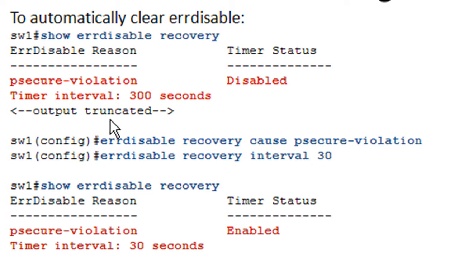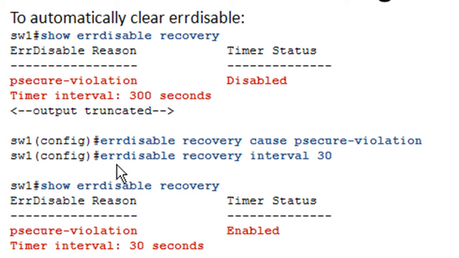After you've configured this, anytime a port is put into error disable because of a psecure-violation, after 5 minutes it's going to automatically come back out of error disable. But say you want to set that recovery interval to something different, and this is in seconds. So we're saying 30 seconds should be sufficient. This will override the default. If you don't specify it, it's going to use the default. Otherwise, it will use the recovery interval that you specify.